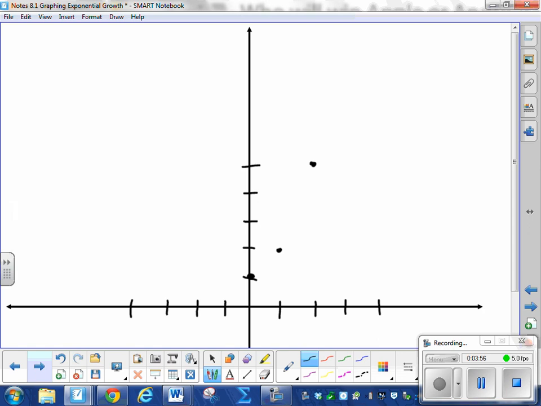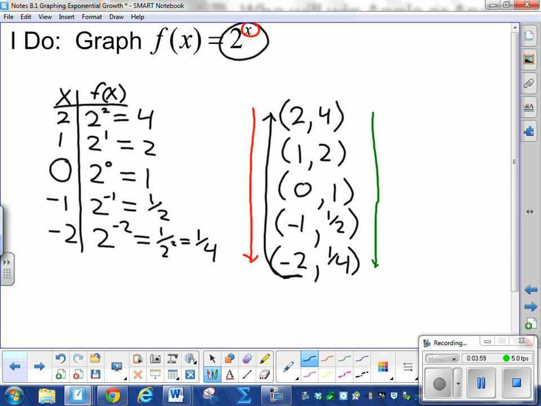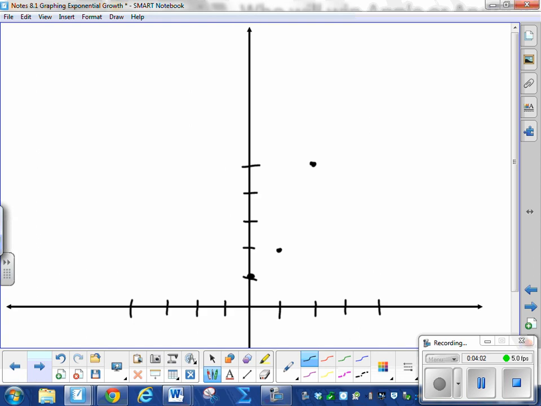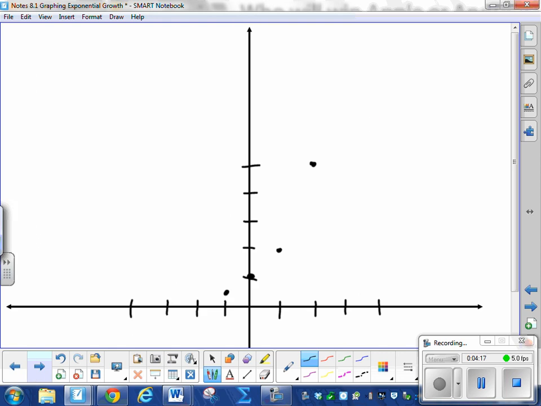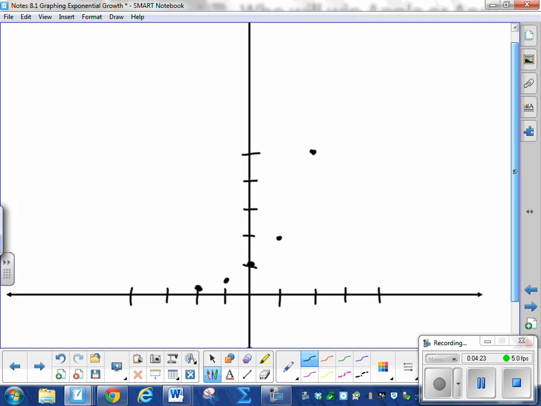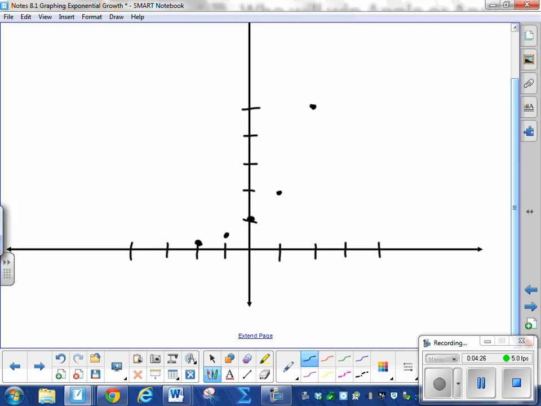Next point is (negative 1, 1/2). So we're going to go left 1 and then up halfway. Remember, these are approximate. As long as I can see that it is getting smaller as you go to the left, then it should be fine. Negative 2, 1/4. So 1/4 is smaller than 1/2, so I know my point's going to go a little bit smaller, right about here. Okay. So now when you connect your points, make sure that you start close to your x-axis. Your x-axis is your asymptote. So actually, let me show this. So your asymptote, let's make it green. Okay.